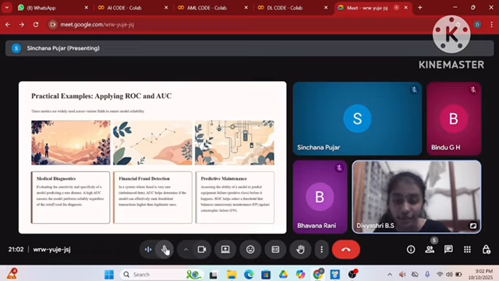Next, predictive maintenance: assessing the ability of a model to predict equipment failure before it happens. ROC helps to select a threshold that balances unnecessary maintenance, that is a false positive, and a catastrophic failure, that is a false negative, leading to the prevention of equipment failure.